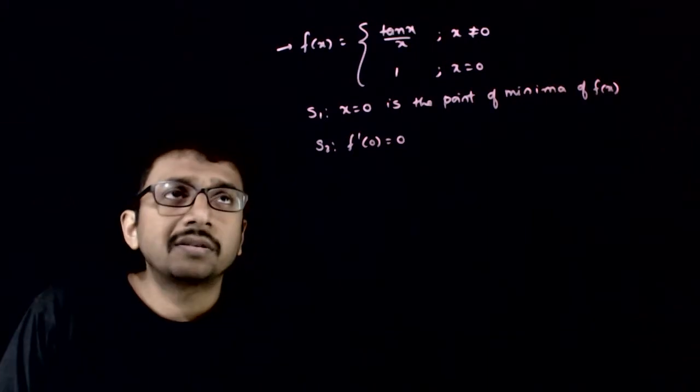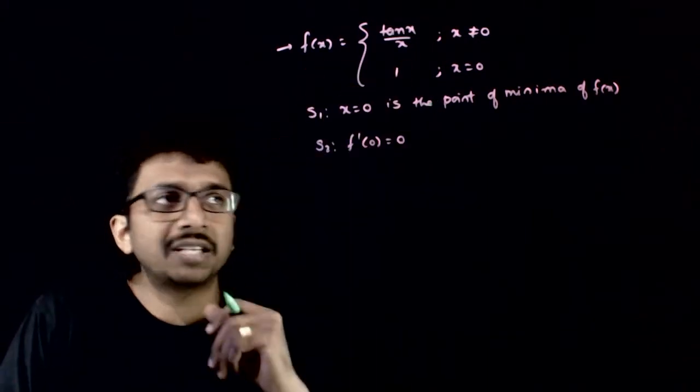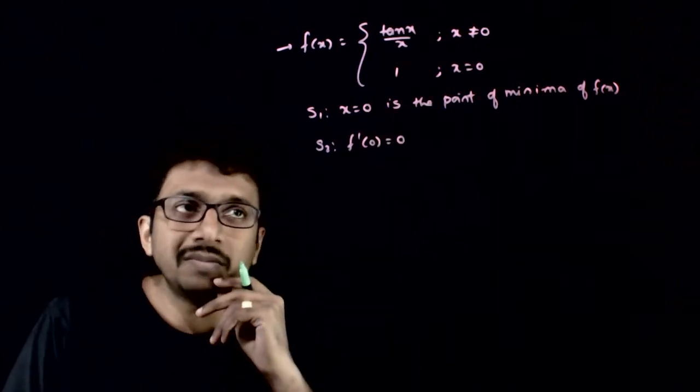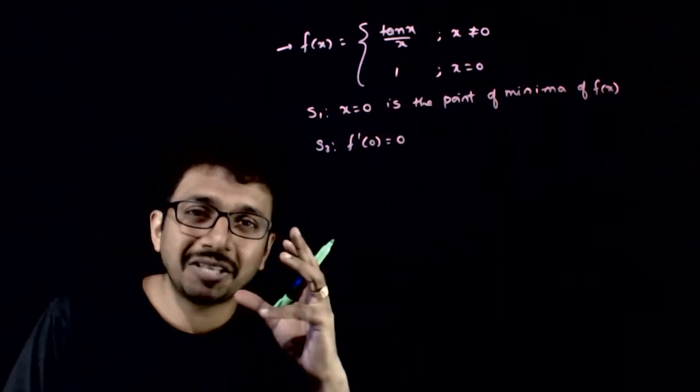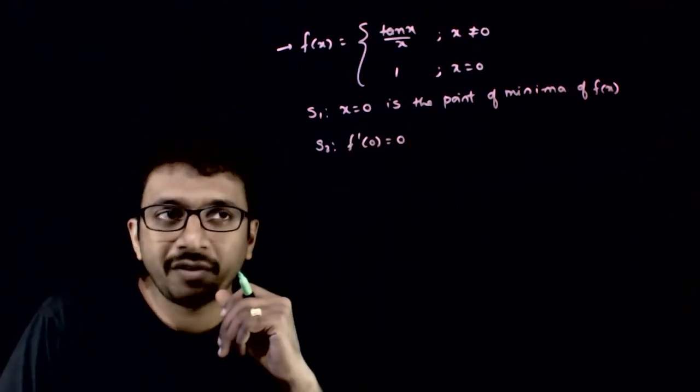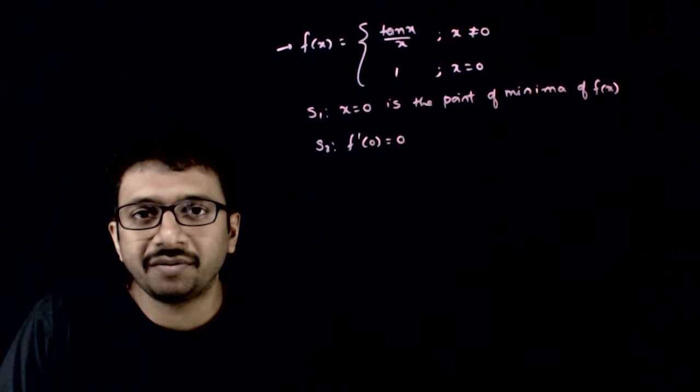So welcome students. In this question you're given that f of x is tan x by x if x is not equal to 0, and 1 if x is equal to 0. The function f of x is given. The first statement is: x is equal to 0 is a point of minima of f of x. Statement 2 is: f dash of 0 is equal to 0.